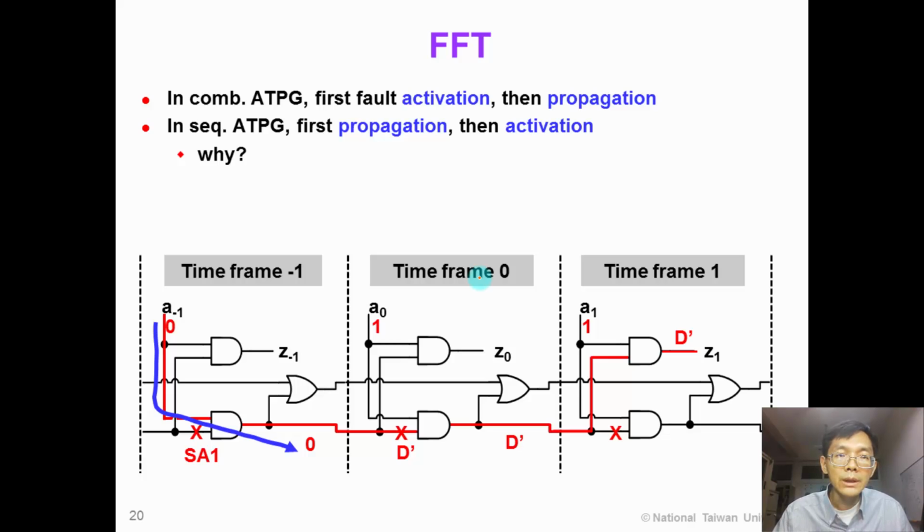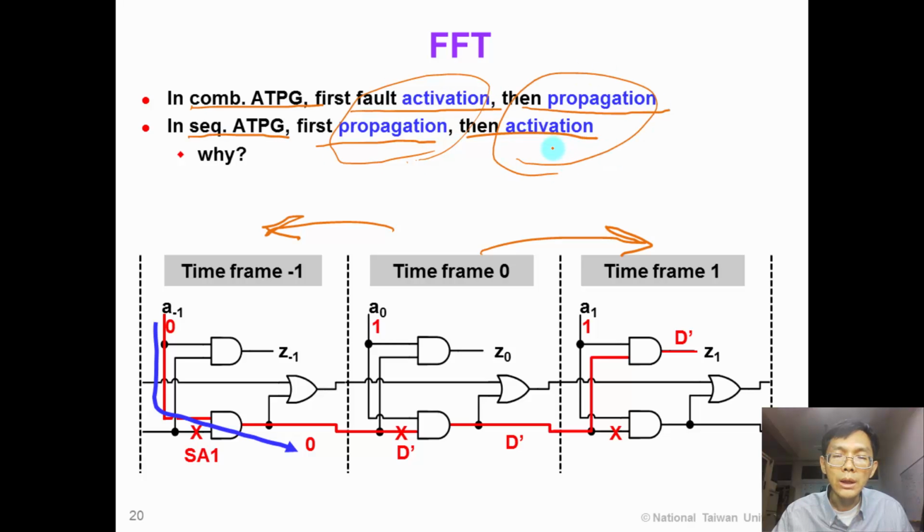Before we end this video, we have some questions for you to think about. In combinational ATPG, we first perform activation and then propagation. However, in sequential ATPG, we first propagate the fault to the right, and then we activate from the left. You'll note that the order of activation and propagation are not the same. Do you know what is the reason? This is a very interesting question.